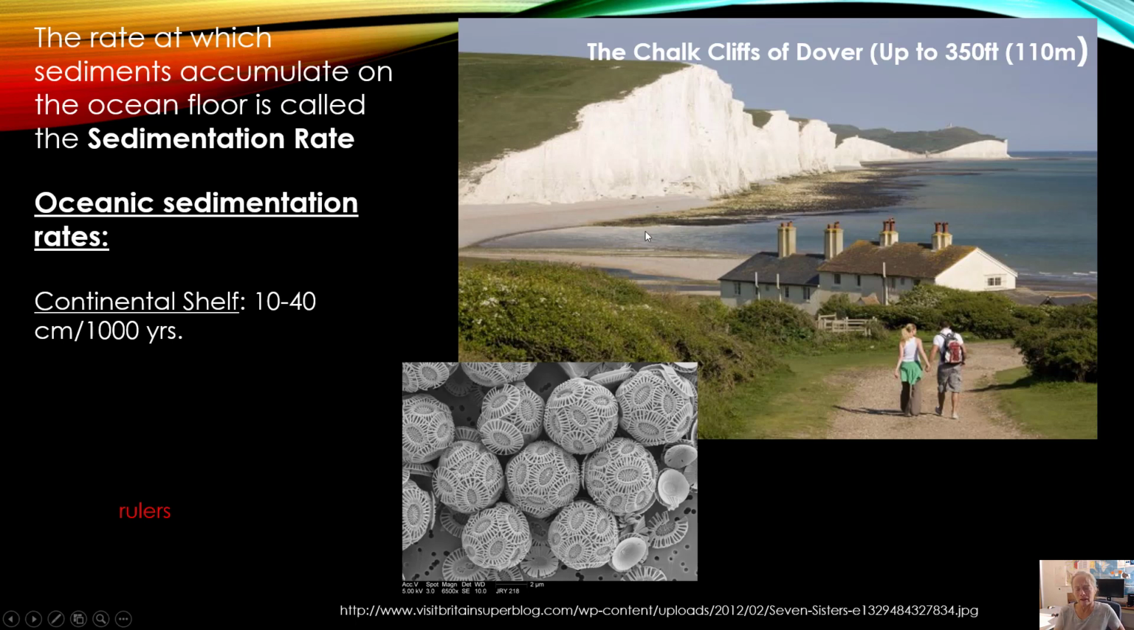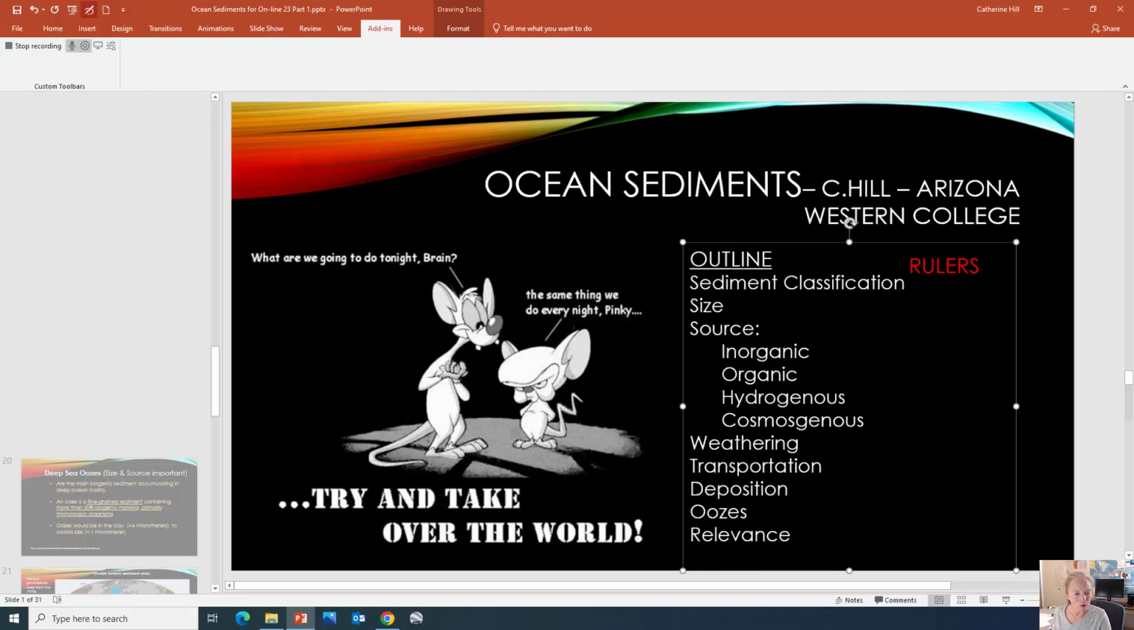Now, back to, if this is collected on the continental shelf, what's it doing up above the waves? Well, back to plate tectonics again. This is the southern coast of the UK.